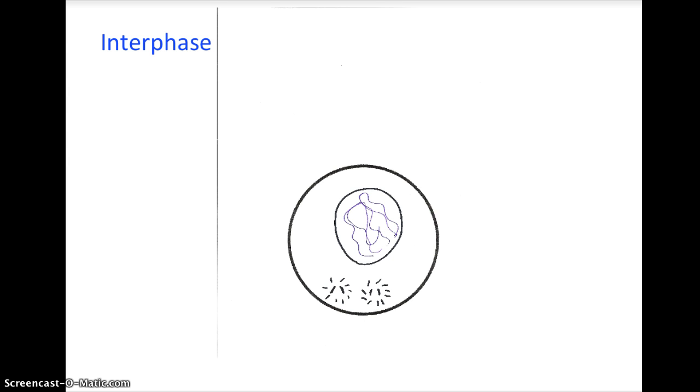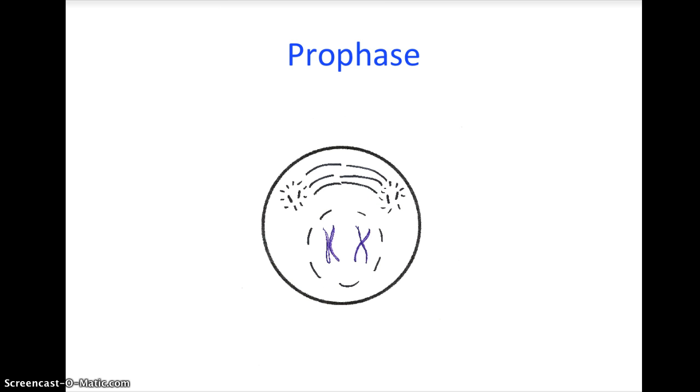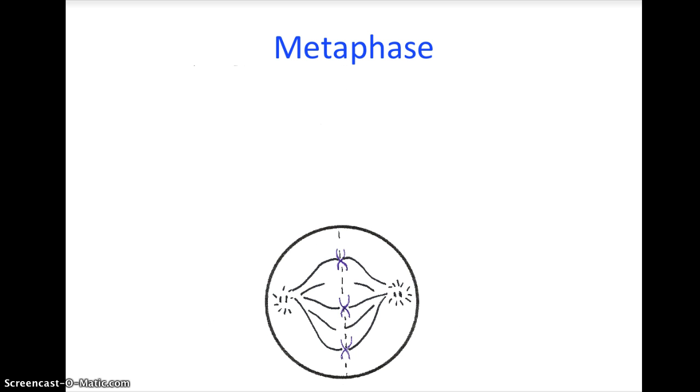Interphase is when the nucleolus and nuclear envelope are still distinct and chromosomes are in the form of chromatin. In prophase, the chromosomes are condensed and the nuclear envelope is no longer intact. The cell then goes into metaphase, where the coiled chromosomes, each with 2 sister chromatids, are lined up along the metaphase plate, which is the dotted line on the cell diagram.